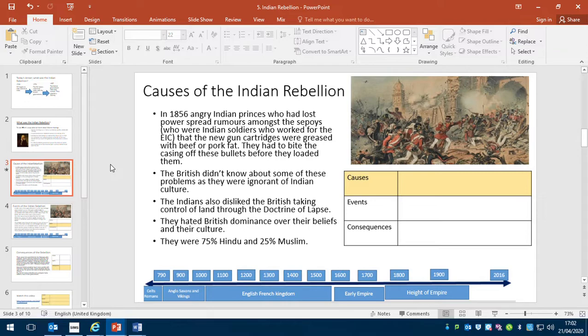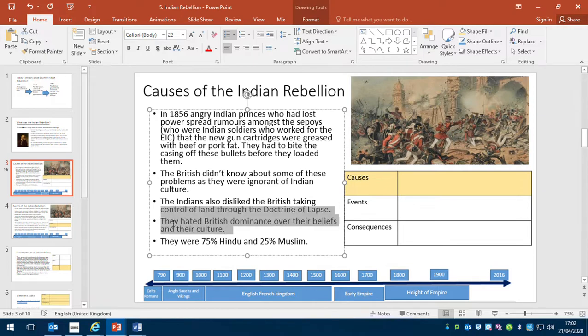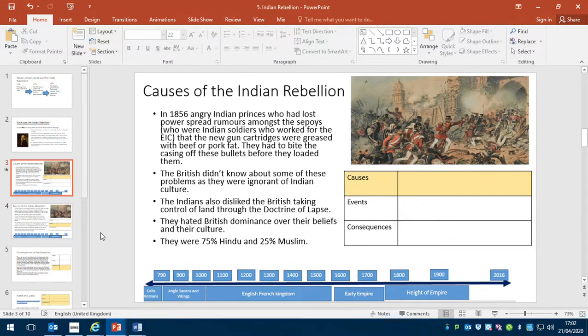They also hated the British dominance over their beliefs and culture. The British had started to ban something. It was called sati. Now, sati, it's a very gruesome story, was the process of a husband, when he died, let's say he was 50, and he'd married a very young wife. She was 13. If he died at 50, what she would have to do, as far as social norms went, is she'd have to show her grief by jumping onto his funeral pyre.